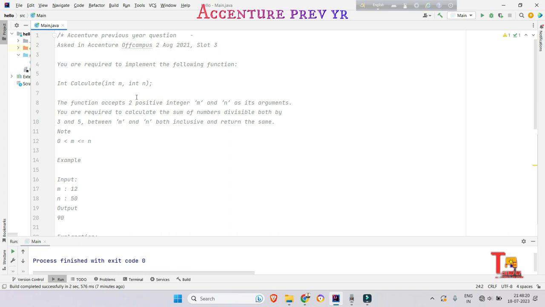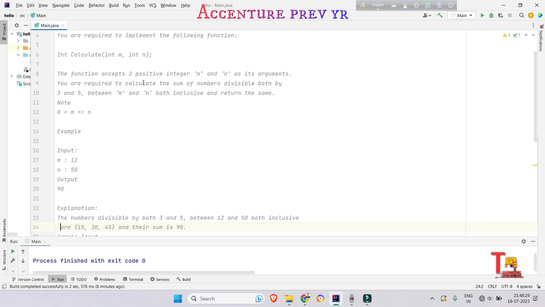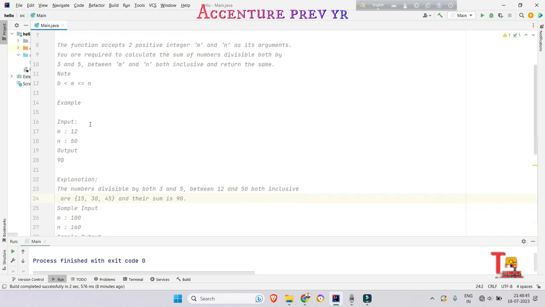So the question is: you are required to implement the following function, int calculate(int m, int n). The function accepts two positive integers m and n as its arguments. You are required to calculate the sum of numbers divisible by both 3 and 5 between m and n, both inclusive, and return the same. Note: 0 < m <= n. That means m must be less than or equal to n.